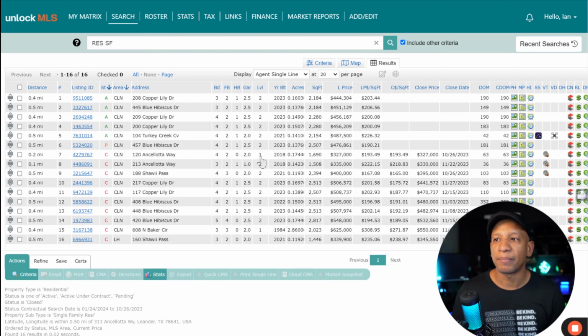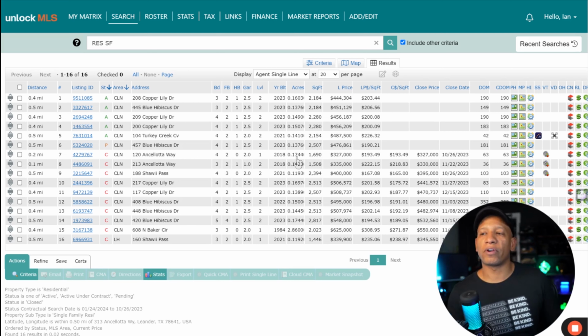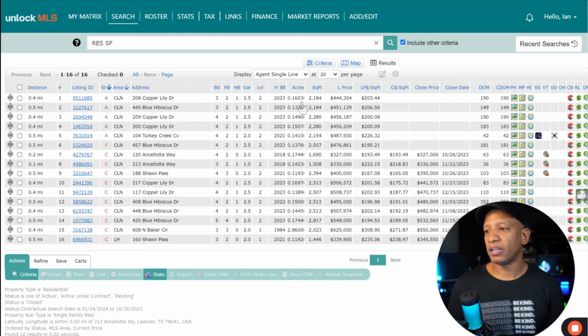And then level is how many stories. So it's a single story. Remember, we don't have basements here in Texas, so you're looking at single story, maybe a 2-story, maybe a 3-story if you're in the city. And then year built, okay? Acreage, what's the lot size? So like this 120 Ensalada has a lot size of less than a quarter acre, so 0.17 acres, which is pretty common.